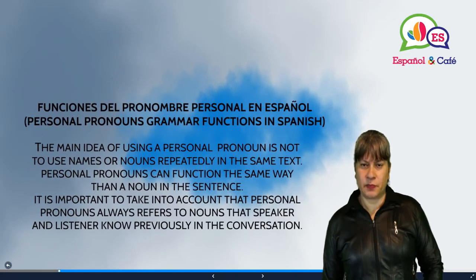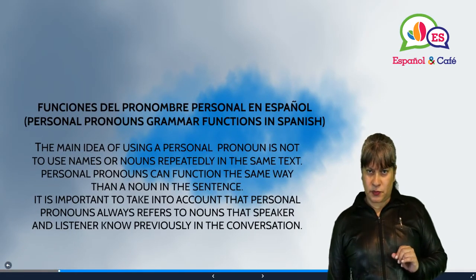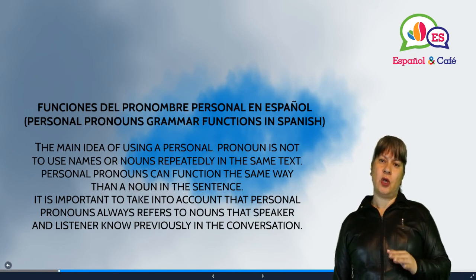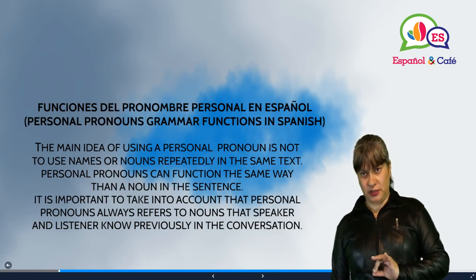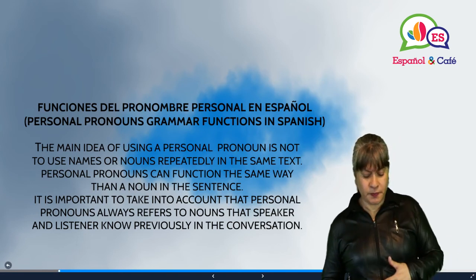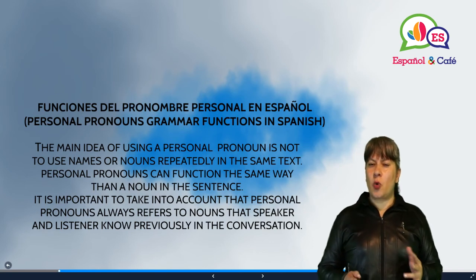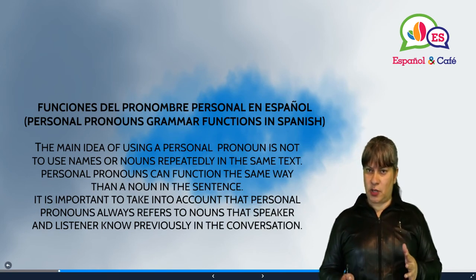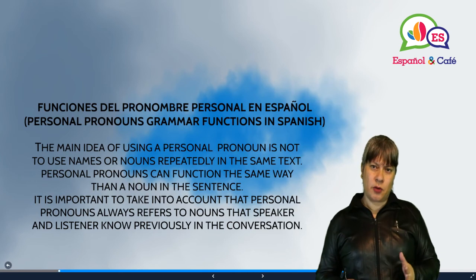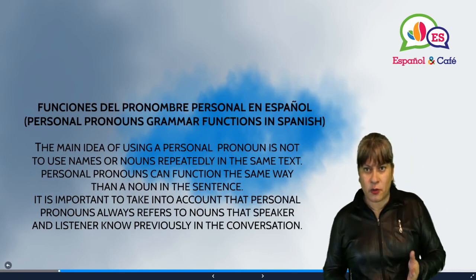Okay, let's see. Why is the use of pronouns important? Pronouns are important because when you are talking or writing, when you are producing a text, maybe oral, maybe written, you have to take into account not to repeat nouns so many times. Then we can use the pronouns to avoid this wrong way to write.